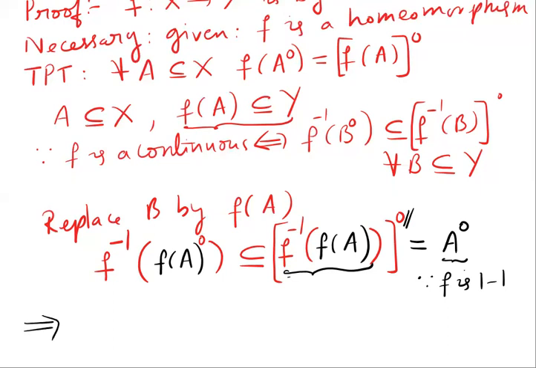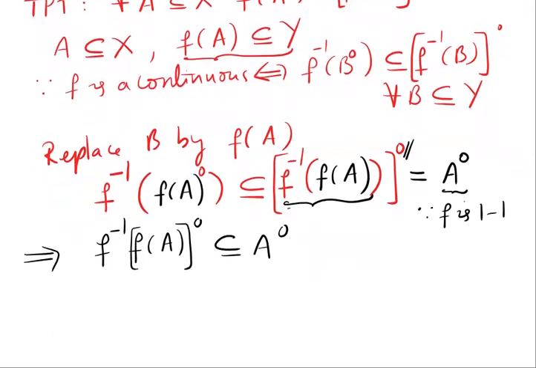Okay, so now let me rewrite it. We have LHS f inverse f of A, interior of this, interior of f of A, right? That is contained in, let me write the last part of the previous equation, that is A interior. Now we'll take f on both sides, or we'll consider images. So take the images now.